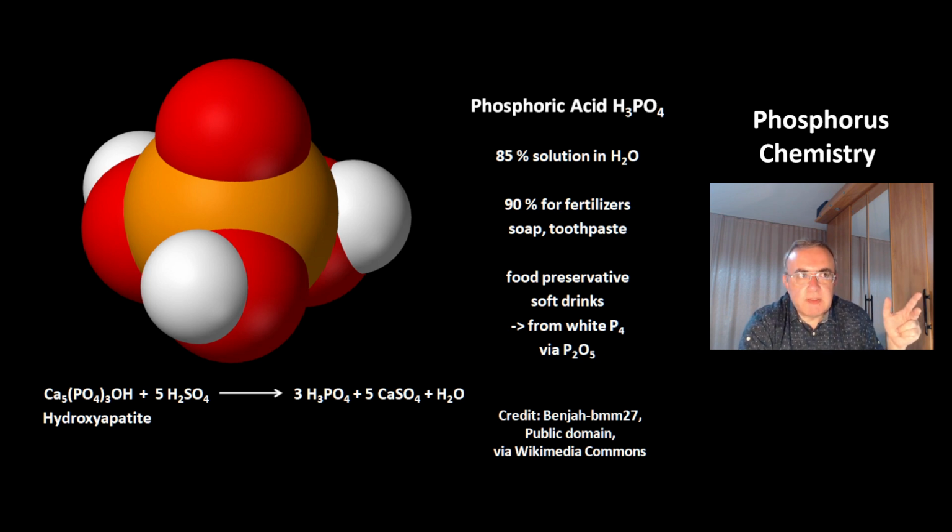Phosphoric acid is also used as a food preservative and in soft drinks. But for this use, you need phosphoric acid with higher purity. So this kind of phosphoric acid is made from white phosphorus, P4, via oxidation to P2O5, phosphorus pentoxide, and then adding water.